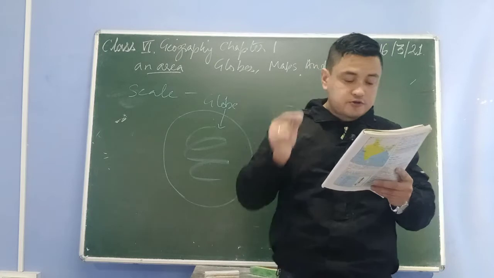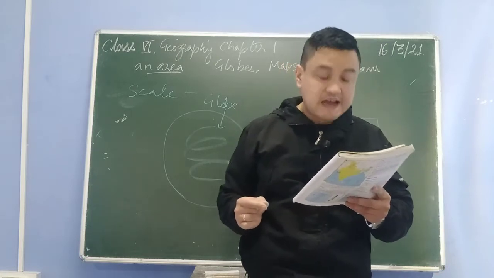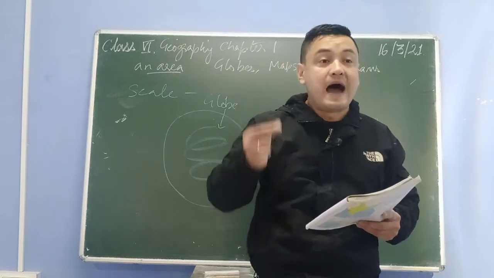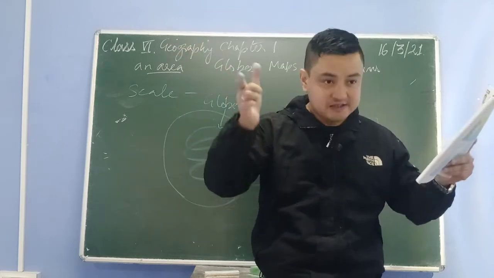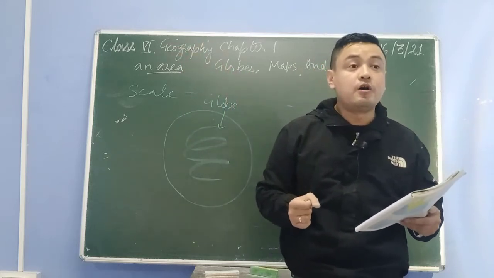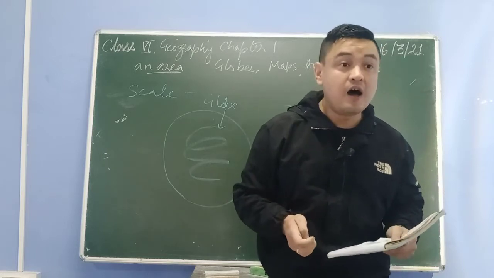So, a map cannot be drawn to equal size or to the original size of the earth. So, a map has to be reduced in size, according to a ratio.